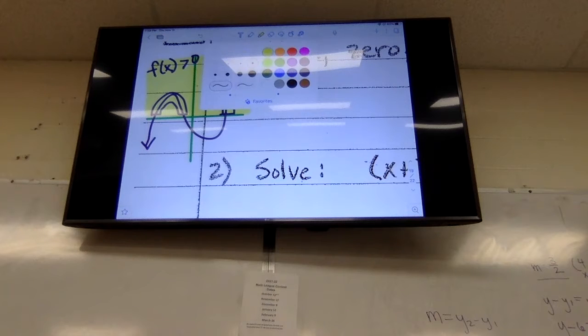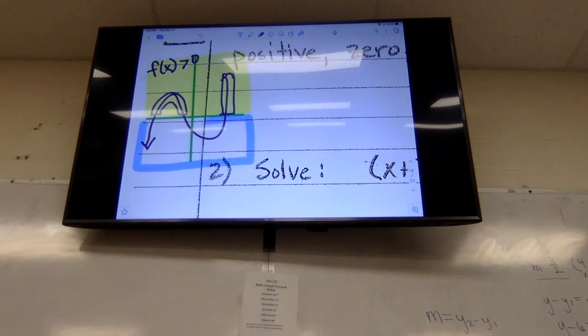Everything below the x-axis is less than zero. I made it blue because for some reason that's how my brain works. Blue should be less than. Anyone else have weird color associations? Yeah. So this is less than, from negative infinity to that. And then this little hump down here is all less than. These are where my function is less than zero.